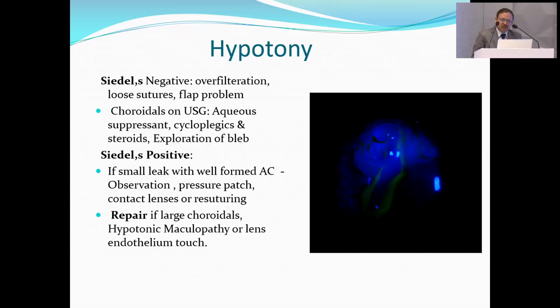And in Seidel positive cases, look for the leak, and if you are able to detect it, manage it. If the leak is small with a well-formed AC and there is no lens-cornea touch, observe it or do pressure patching. Sometimes you may need a contact lens, or if it all fails, then you may have to explore and look for other causes. And if there are large choroidals with hypotonic maculopathy or lens-endothelial touch, then you have to manage it urgently.